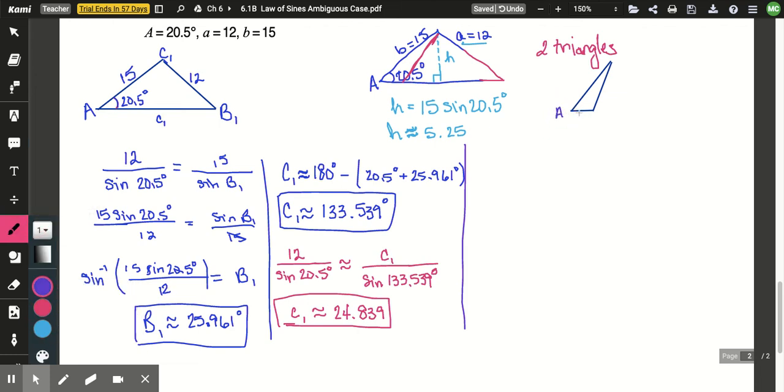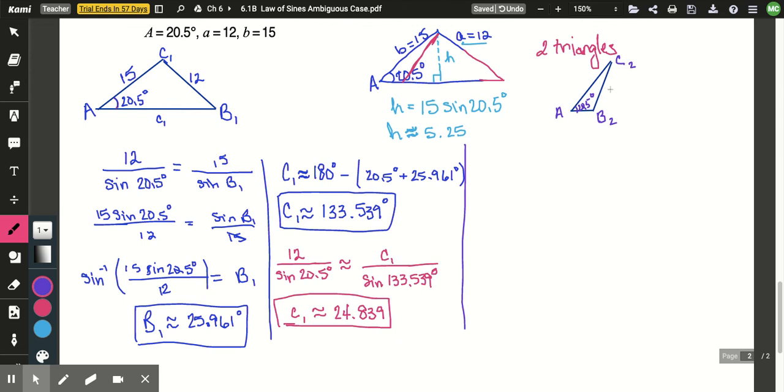This is angle A, which is 20.5 degrees. That's going to be hard to see. The angle up top is going to be my C. This is my second C angle, so I'm going to call it C2. The one down here is B2.